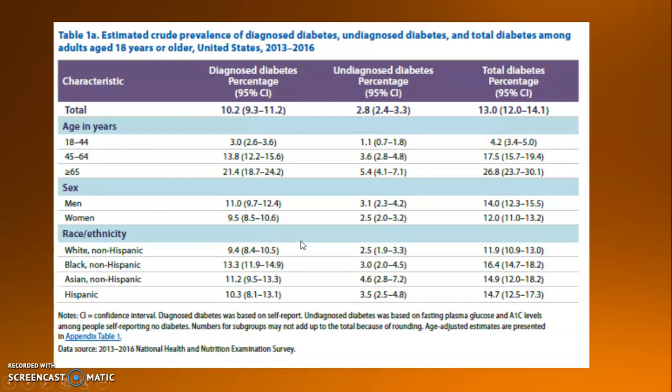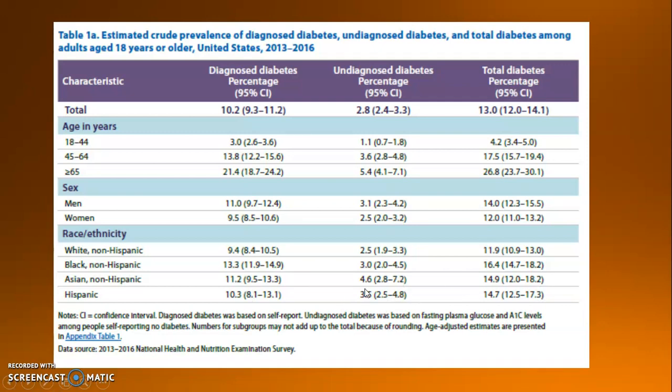We also see here from a diagnosed standpoint, undiagnosed and total, that men are slightly more likely than women, or have slightly higher percentages of these kind of things. And when we look at race and ethnicity, we're going to see our Black non-Hispanic and Asian non-Hispanic being at a higher risk than white non-Hispanic as we look at those numbers. And this is true for diagnosed.